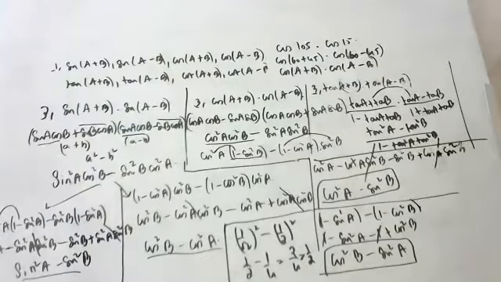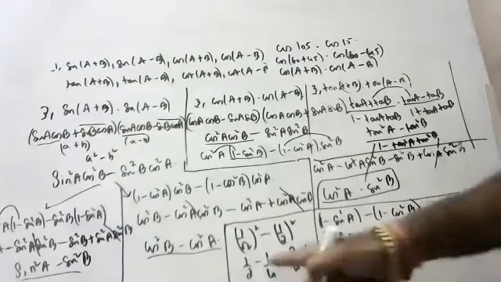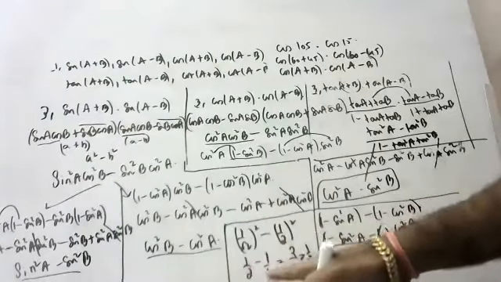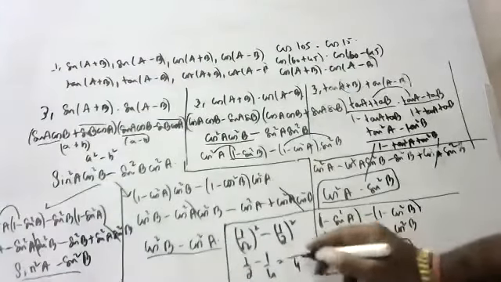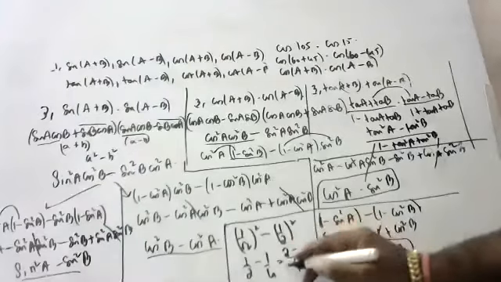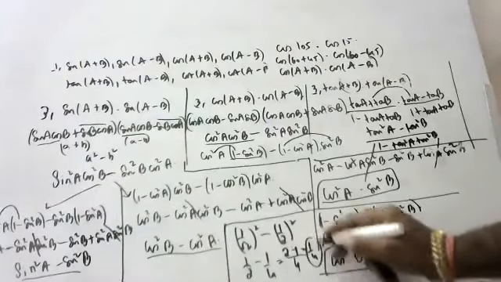In the previous sum, the answer is 1 by 4, right? Why did you get minus? Let's check. 2 2s are 4, 1 by 4. Yes, 1 by 4.